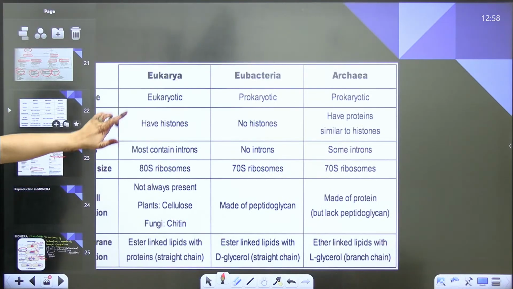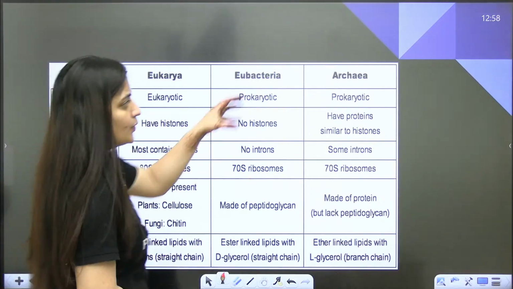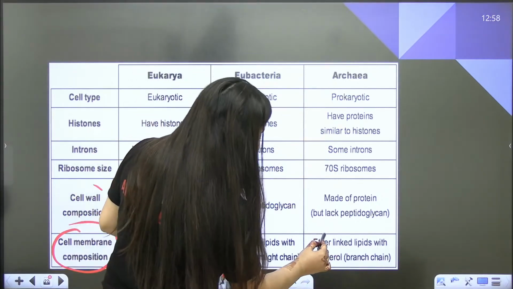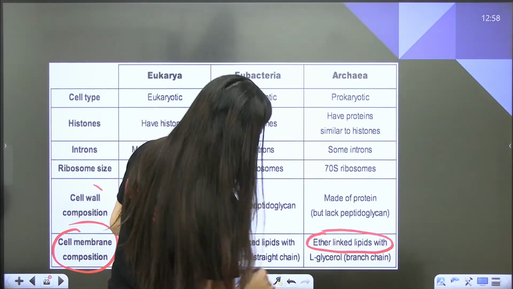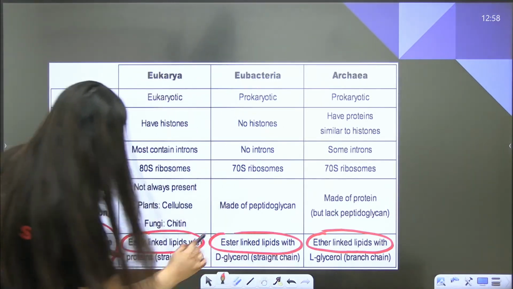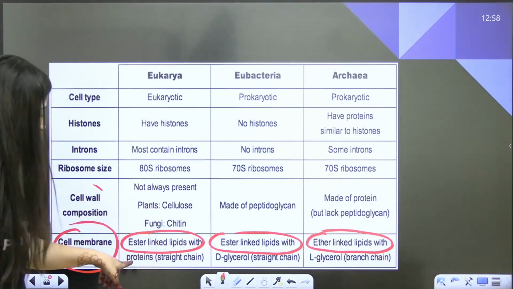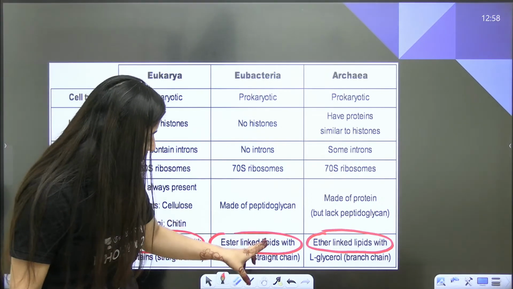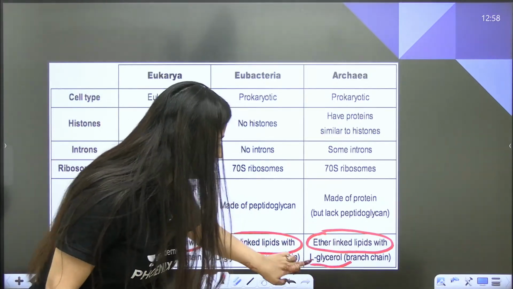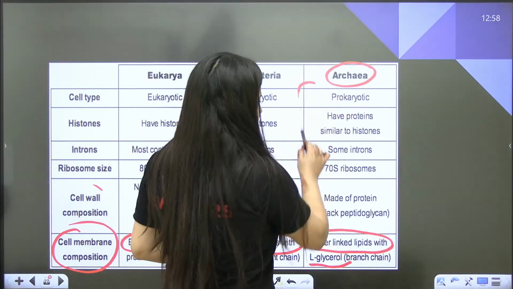There is one more difference, you can see this. In Archaebacteria, the cell membrane has a monolayer of branched fatty acids plus ether linked lipids. In eubacteria and eukaryotes, ester linked lipids are there, attached with D-glycerol, and here ether linked lipids are attached with L-glycerol. These are the differences, and because of that, Archaebacteria can survive in extreme conditions.